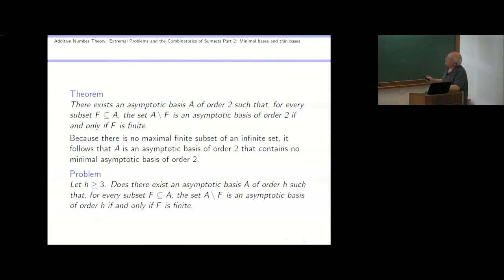I want to point out, this has to do with bases of order 2. And there is a common phenomenon in this subject where you can prove something about bases of order 2, but not necessarily for bases of order 3 or higher. So it's not known, if you take an h at least 3, whether or not there exists an asymptotic basis of order h with this very pretty property that any finite subset can be deleted and it still is an asymptotic basis, but no infinite set.